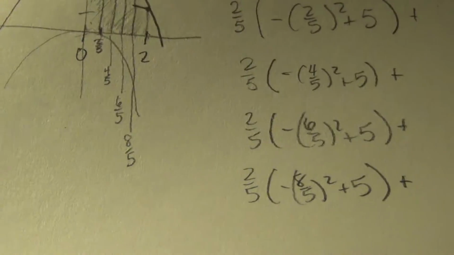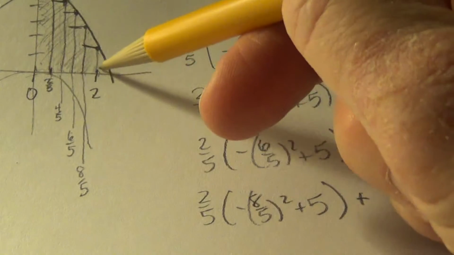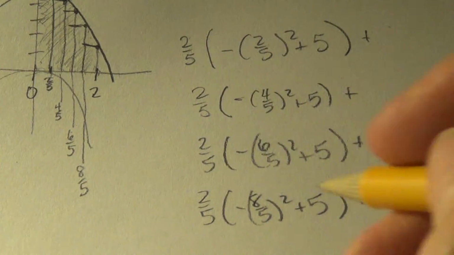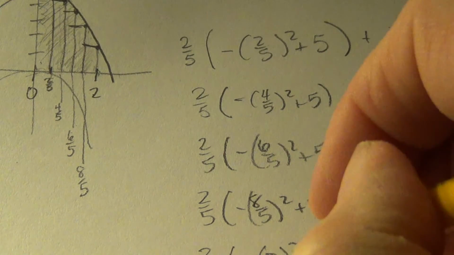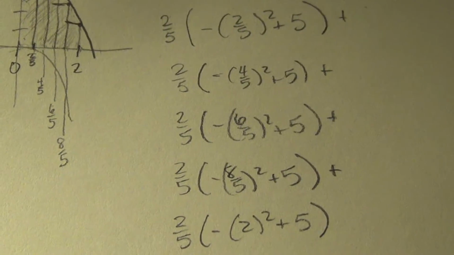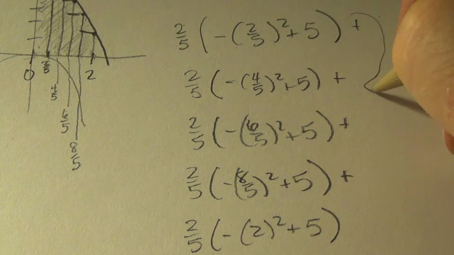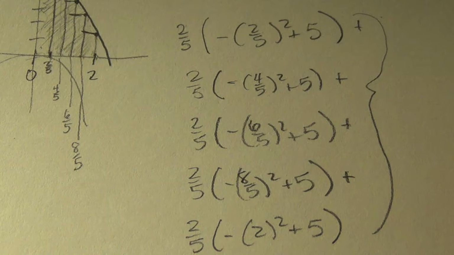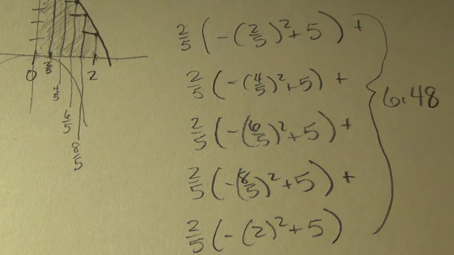And lastly, I'm going to have the last box where the x value is 2. So I have 2/5 minus 2 squared plus 5. Alright, so all of those barely fit in the screen, but when I add those all together, which is a little bit of a pain, it comes out to 6.48.